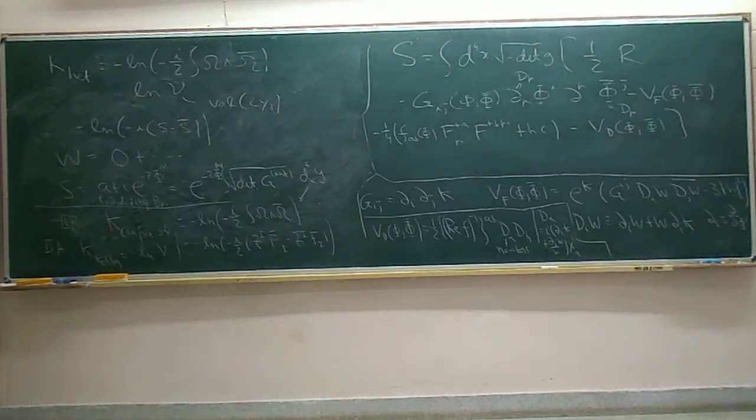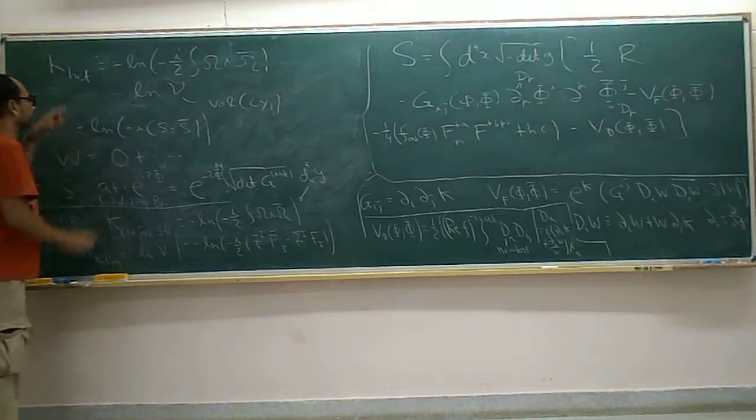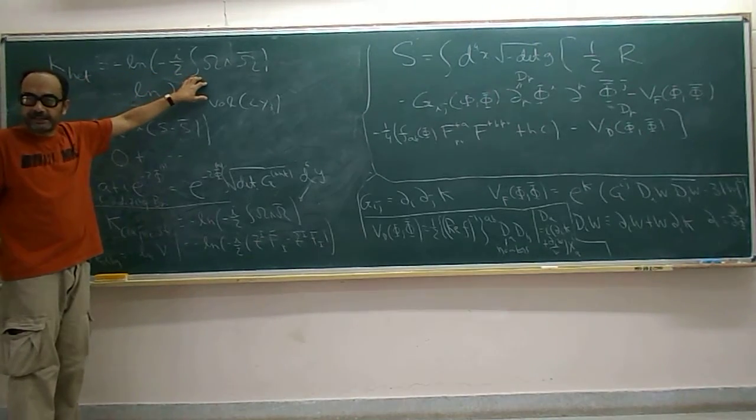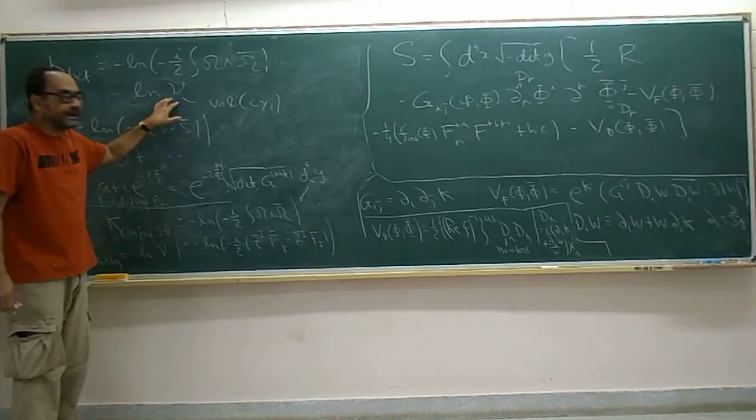Is this clear? Sorry, what is that term for? This is the scalar potential. So this part gives the scalar potential for the complex structure, right? This is the scalar potential for the scalar moduli.